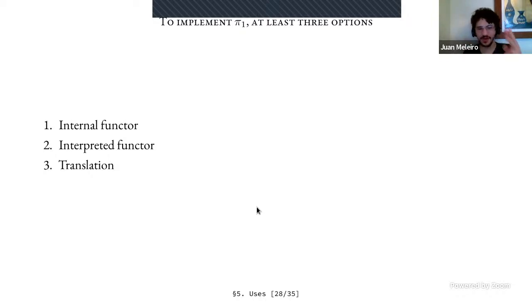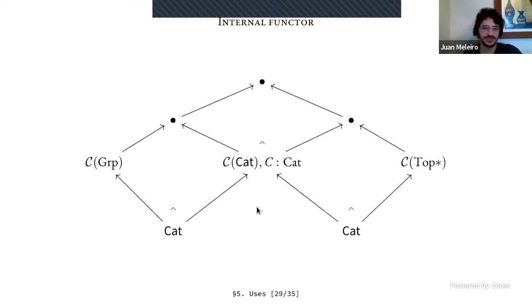I've thought of 3 ways to implement Pi1, which go from the least to the most idiomatic inside of MMT. Let's start with the least, which is the internal functor, just the way we do it in mathematics. I will explain the diagram. We construct a theory where we can do mathematics. So we start with the category of groups, which is this arrow on the left, and the category of topological spaces, which is this arrow on the right.